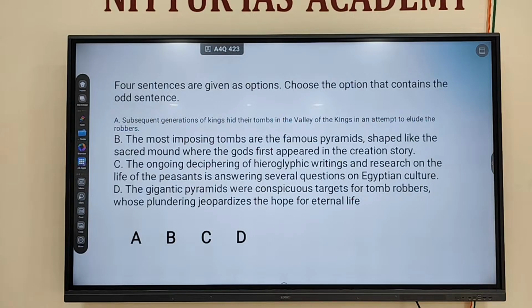I don't think so. Option A. See, option A is talking about tombs being hidden. The second one is also talking about different tombs. The third one is not talking about tombs. The fourth one is also talking about tombs, right?